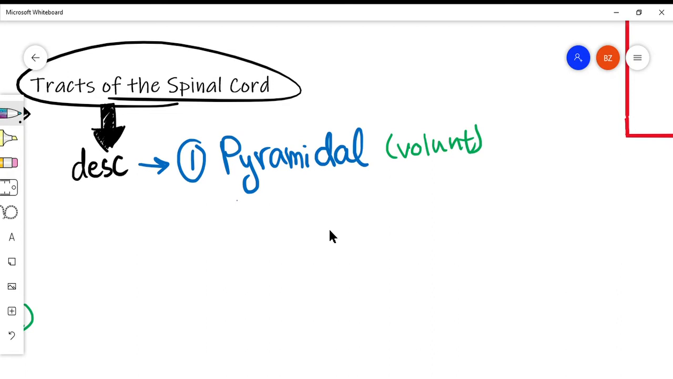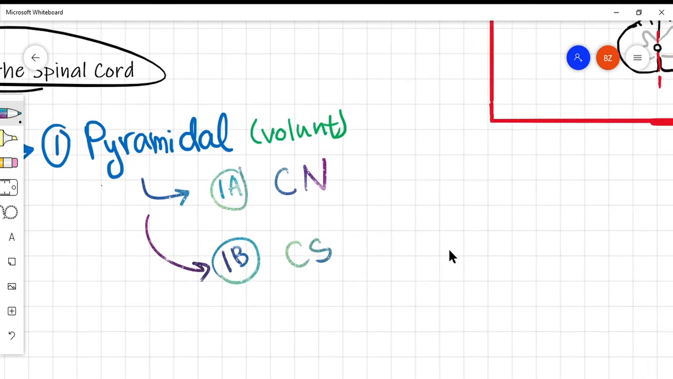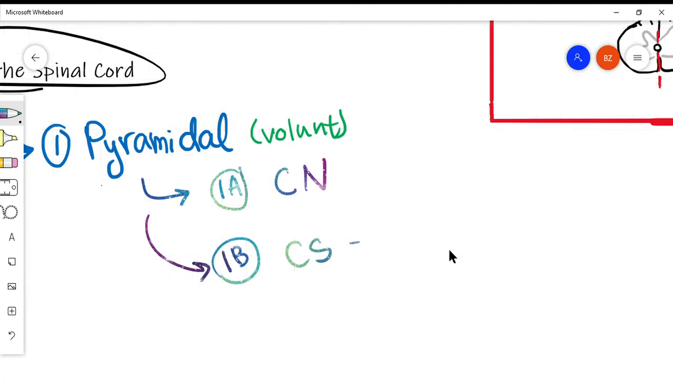Now for the pyramidal tracts, again, there are two types. So let's call the first type type 1A, since pyramidal is number 1 over here, and it is known as the corticonuclear tract. Okay, and then we have 1B, and this is the corticospinal tract. All right, so two types of voluntary control: corticonuclear and corticospinal. The corticospinal tract is further subdivided into an anterior division and a lateral division.